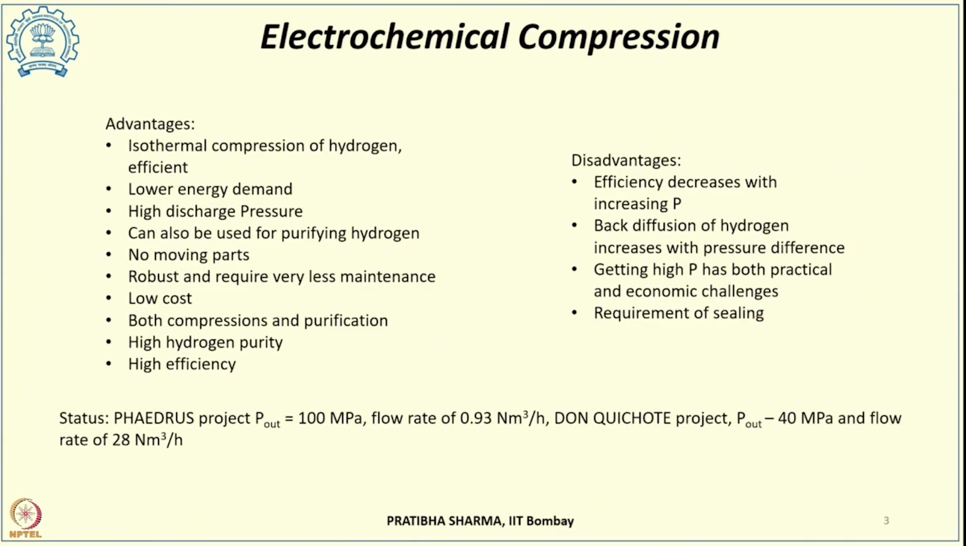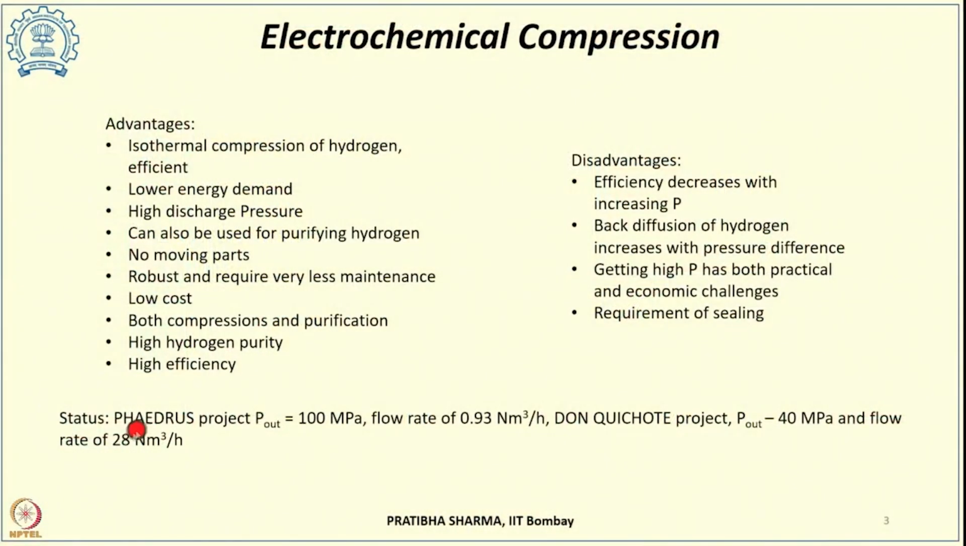If we consider the current status of these compressors, there are several projects which have demonstrated the use of electrochemical compressors, like the Madras project, wherein the output pressure that was achieved was 100 MPa at a flow rate of 0.93 normal meter cube per hour. Another project, the Don-Quichotte project, offered an output pressure of 40 MPa and a flow rate of 28 normal meter cube per hour.